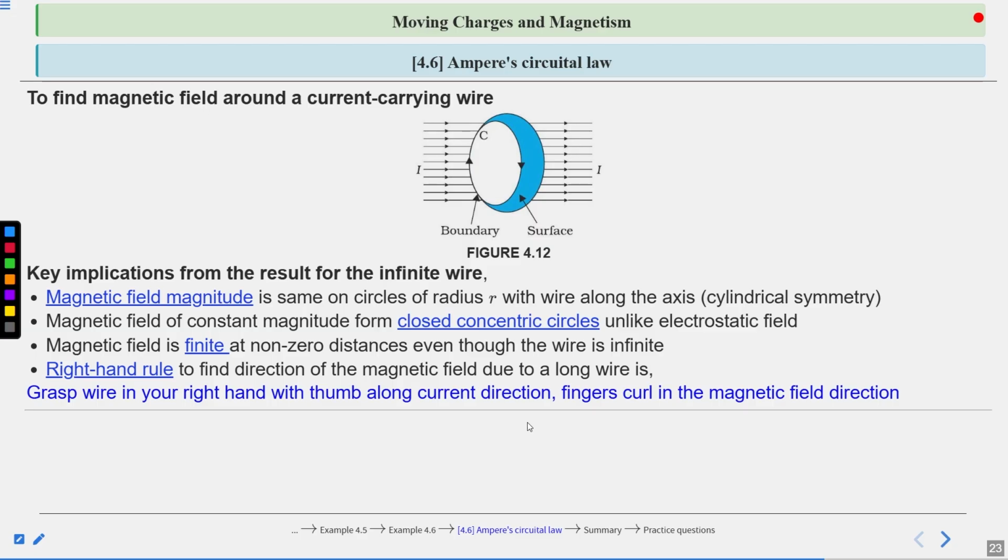So grasp the wire in your right hand with the thumb along the current direction. Fingers curl in the magnetic field direction.